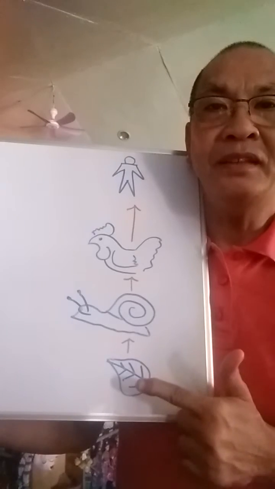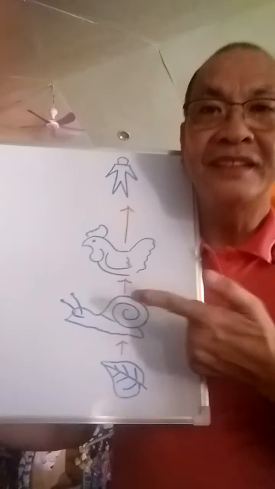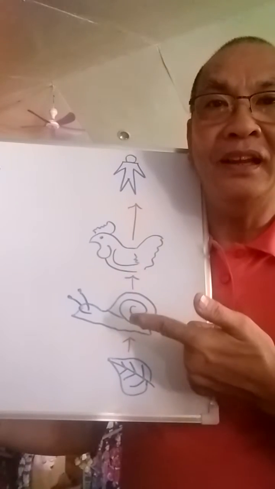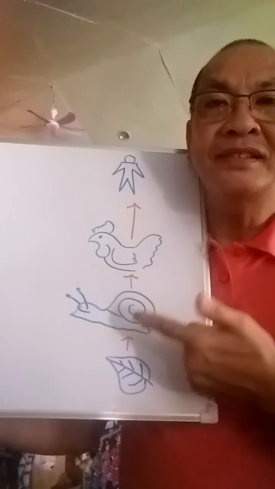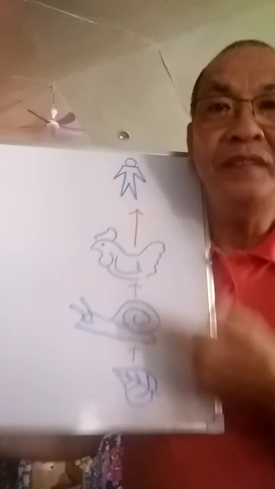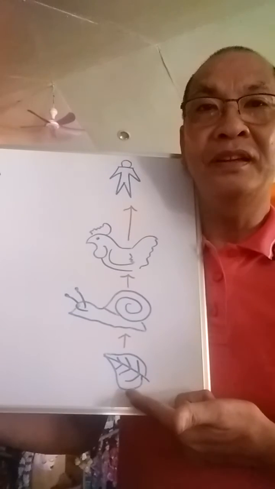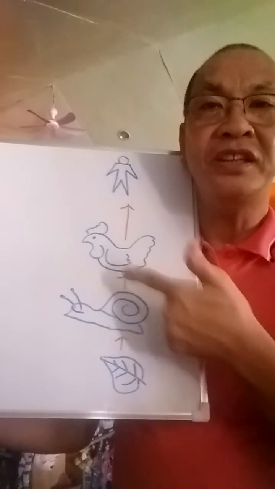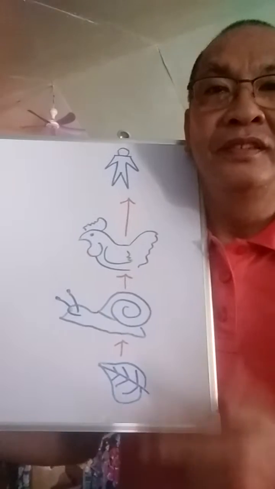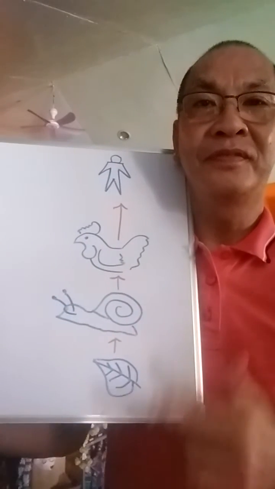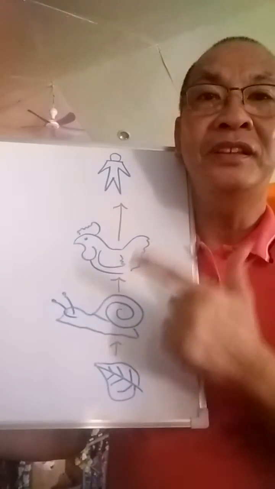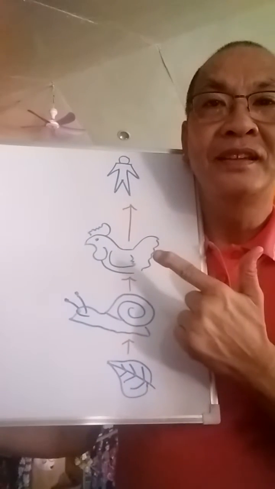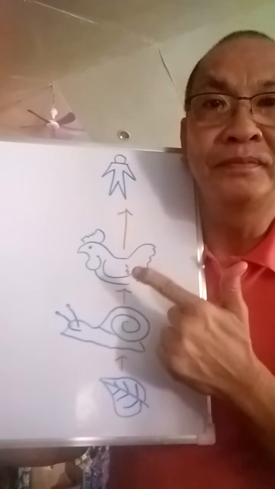The leaf is eaten by a snail. The snail now occupies the second trophic level, or we call this herbivore level. Herbivore because it feeds on the plant. If the snail happens to be eaten by a chicken, the chicken now occupies the third trophic level, or we call this carnivore level.